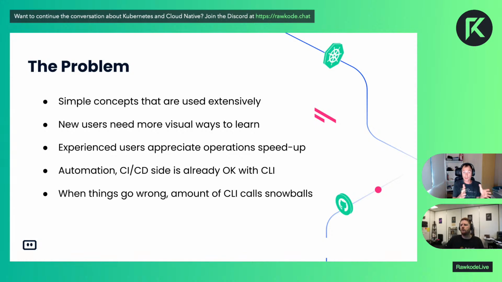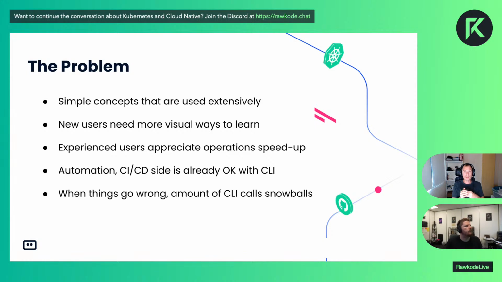The CI/CD and automation is already okay with CLI. It's meant to be used through CLI. It's for machines. It's great for machines to operate with CLI. So we are not aiming to interfere with GitOps flow and CI/CD setups with this project.